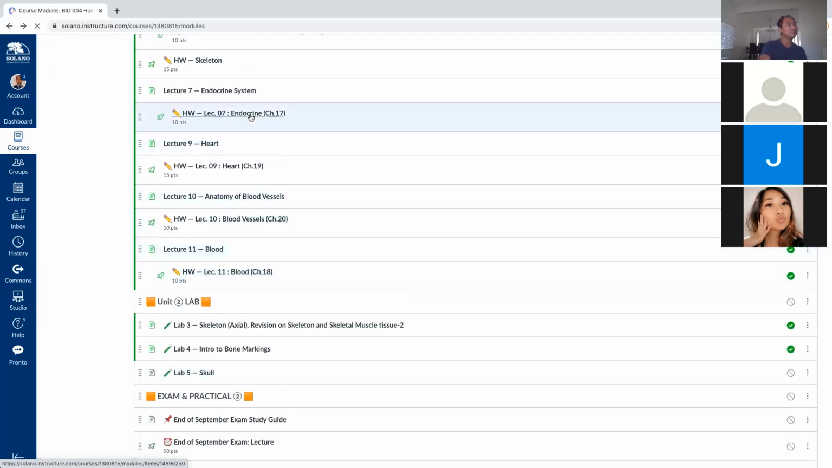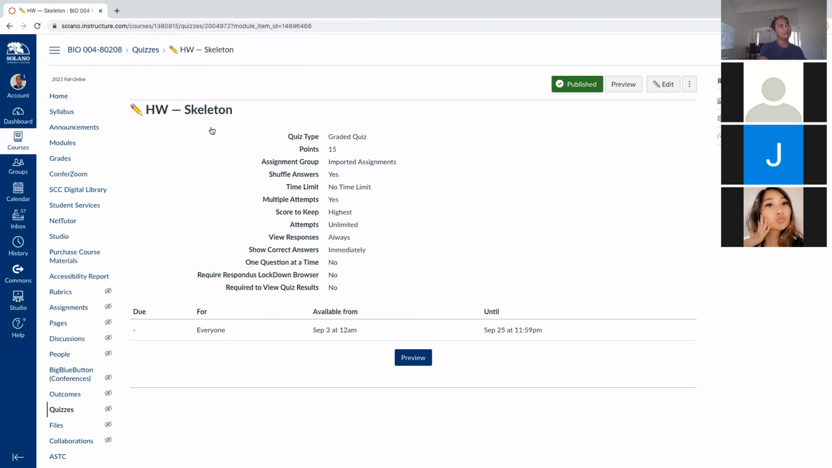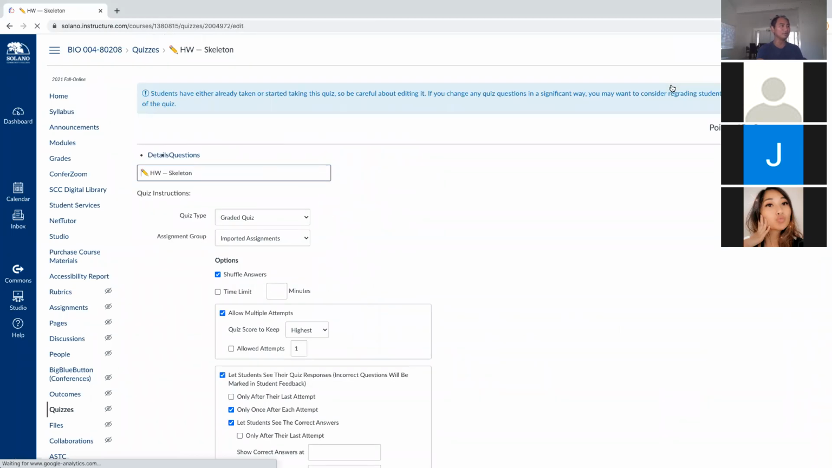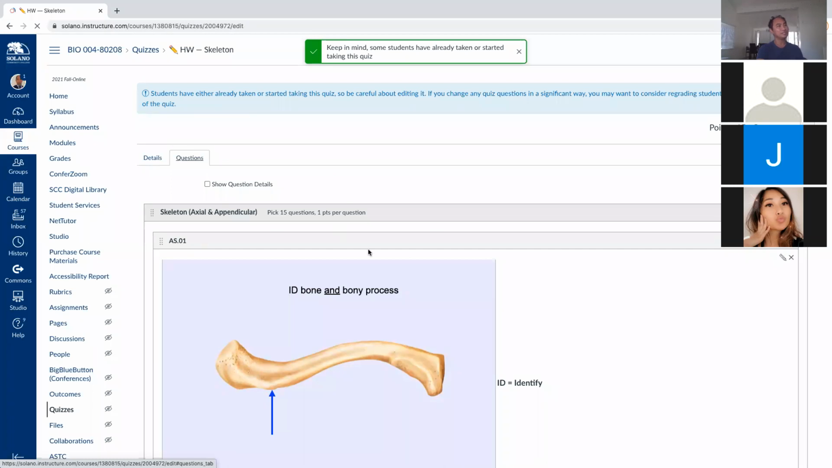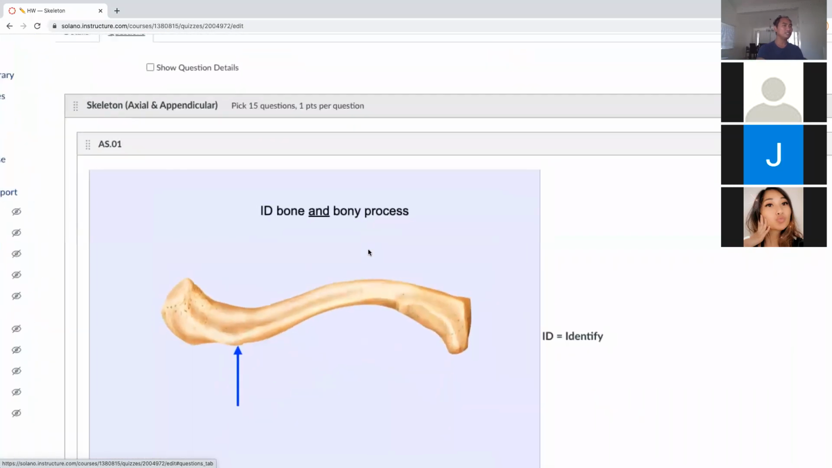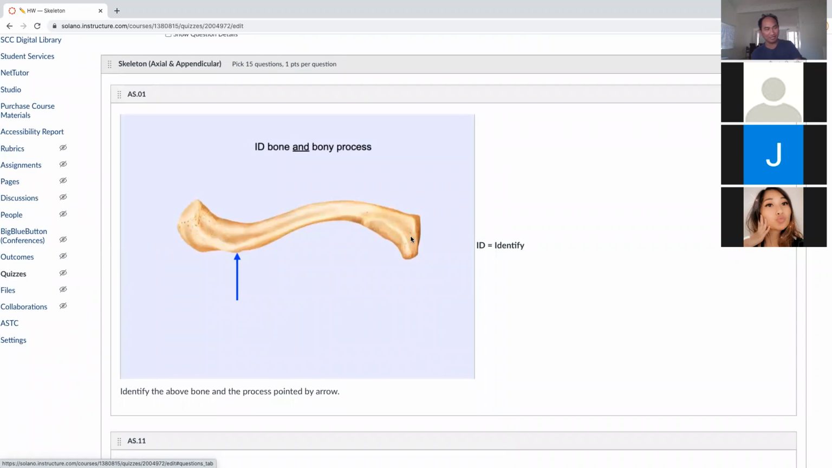Skeleton, I will go to the skeleton homework. I believe many of you have done the skeleton homework. So this question, I got it from my colleague who is teaching anatomy, and that instructor is also from Solano Community College. I got this one from that instructor.